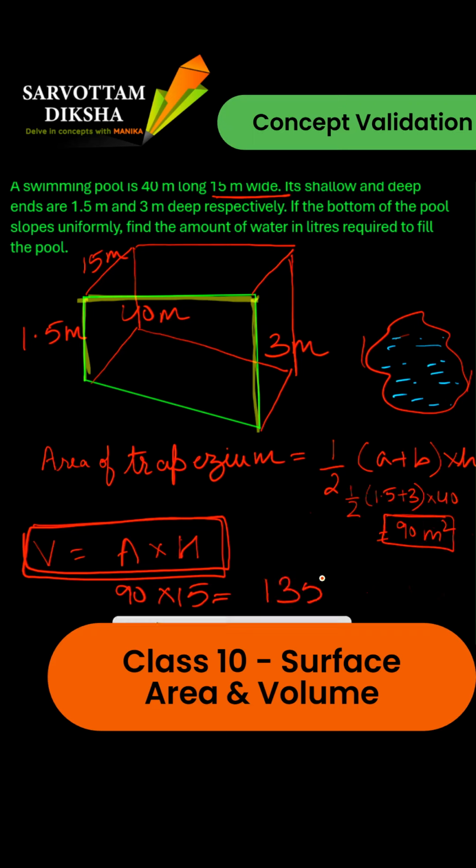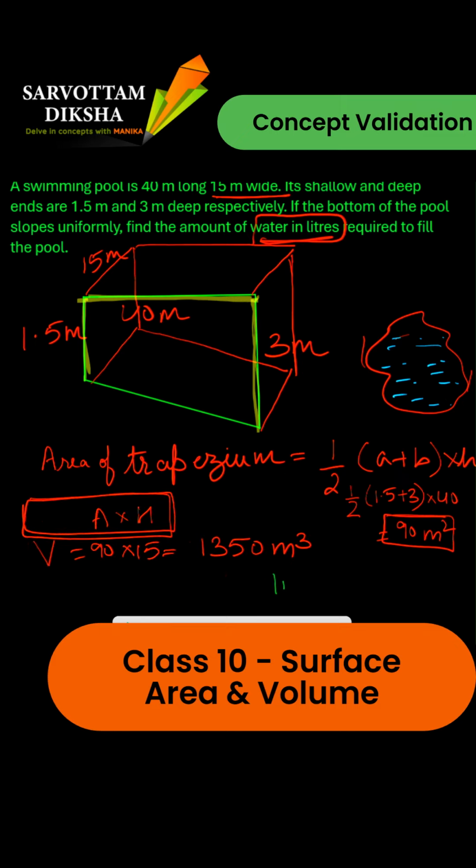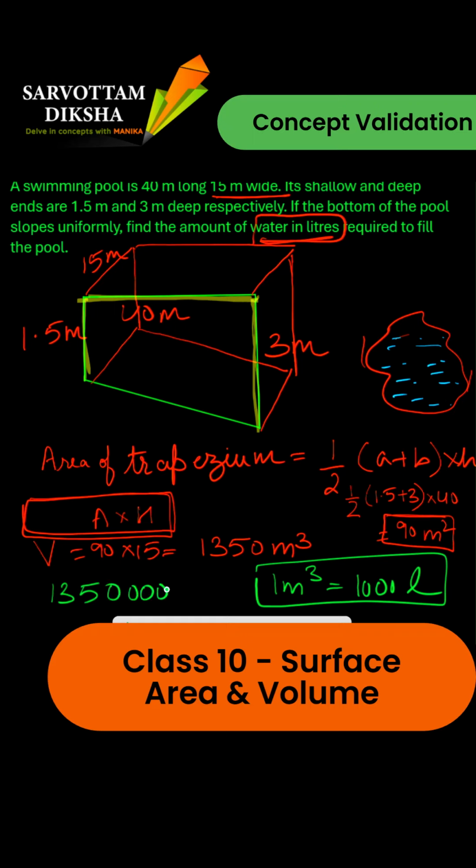It is 1350 meter cube. Now, how many liters? They have asked for liters. So, we should be clear of conversions. 1 meter cube is equal to 1000 liters. So, thus 1350 meter cube is nothing but 1,35,000 liters. This is my answer.